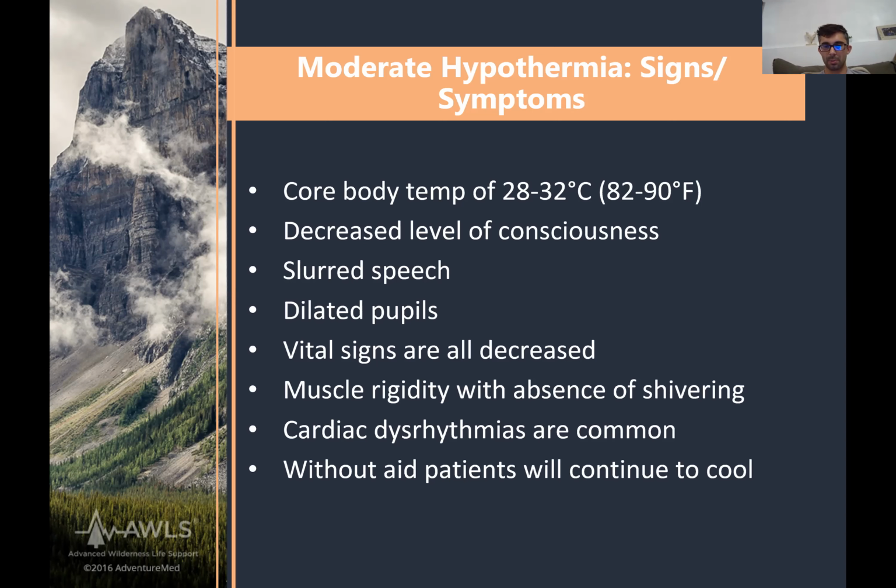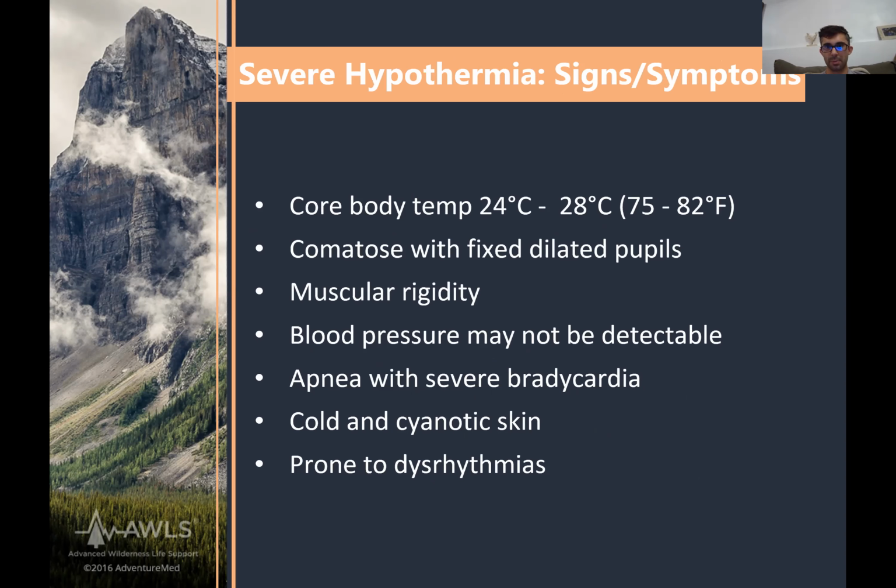The body also becomes prone to cardiac dysrhythmias, and now leading into severe hypothermia, which is between 24 and 28 Celsius, the patient will essentially become comatose. They'll develop fixed dilated pupils. Muscles will become rigid. Most likely you will not be able to palpate or assess a blood pressure or heart rate. They can appear apneic, and their heart rate can drop as low as 10 to 20 per minute. Skin will appear cold and cyanotic, and they are very prone to dysrhythmias.